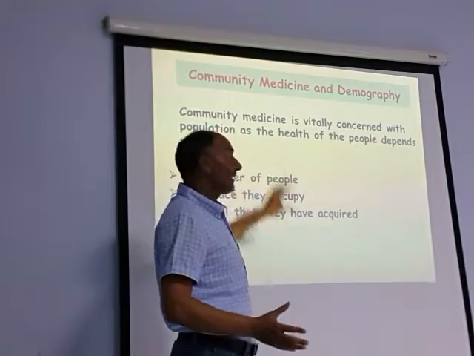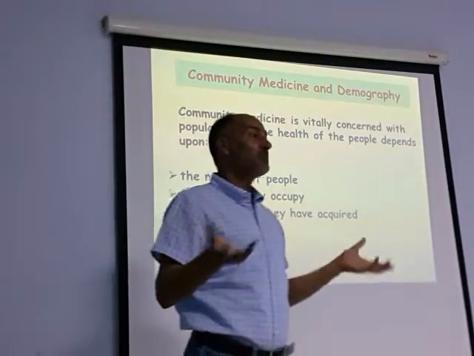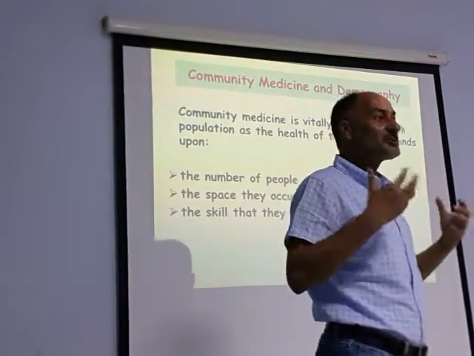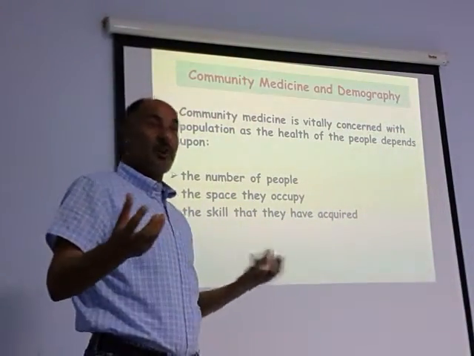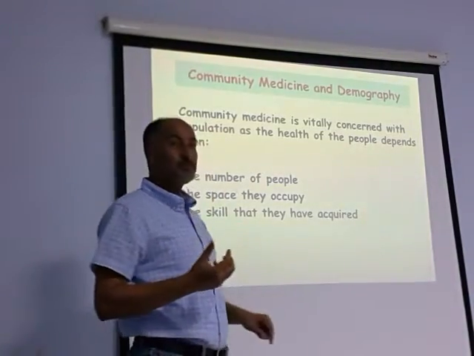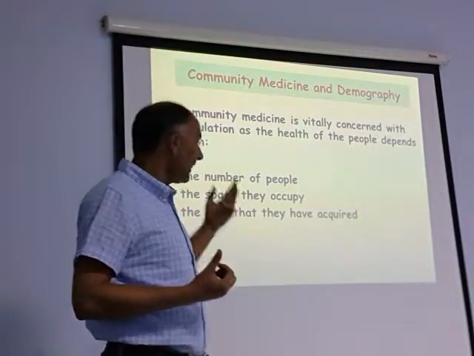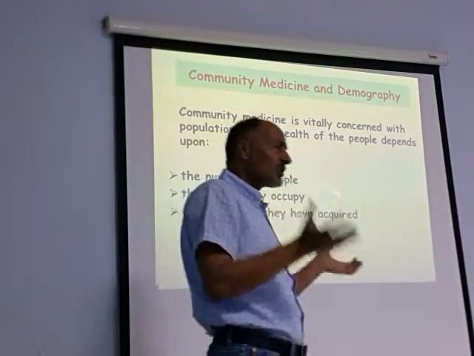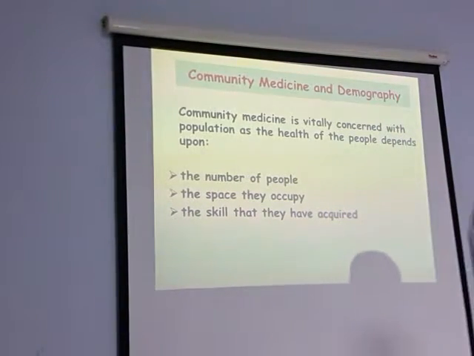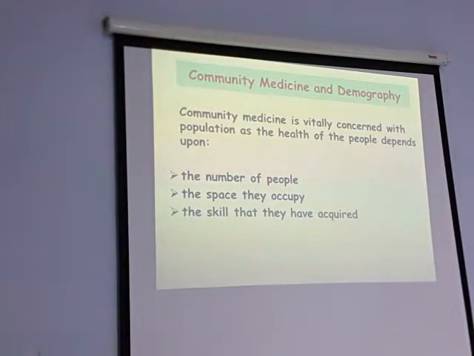And the health depends, as I said, on the number of people. So how many hospitals I have to have in the country, or in the Kingdom of Saudi Arabia, will depend on how many people I have. Second thing, the space they occupy. What does this mean? It means if people are living in congested areas, like cities, the problems of communicable disease are more than for people who are living a little bit apart, sparsely.